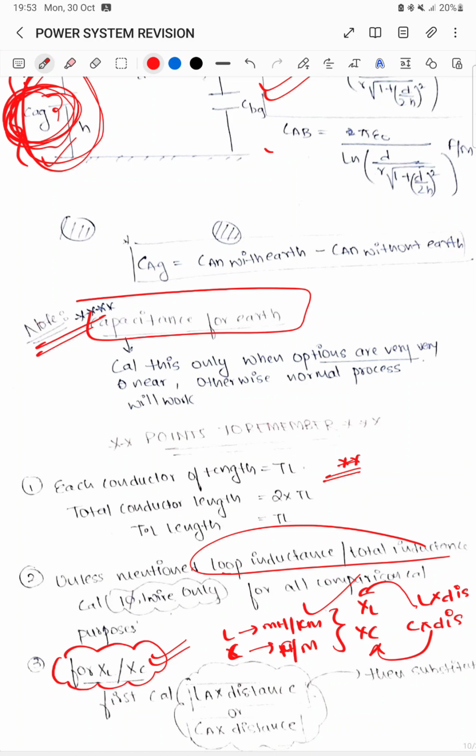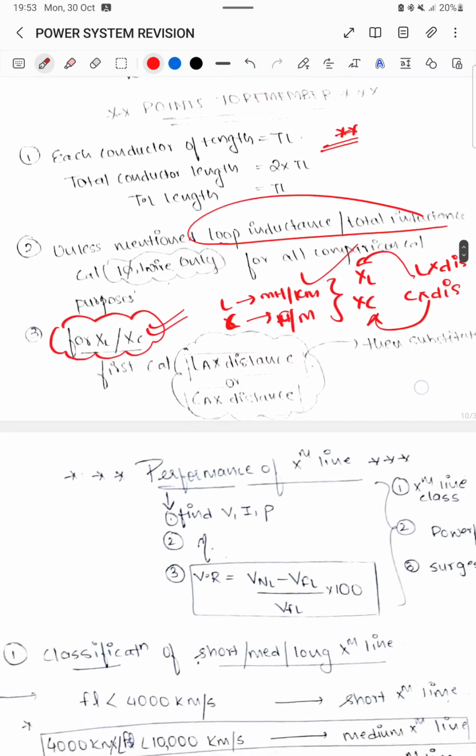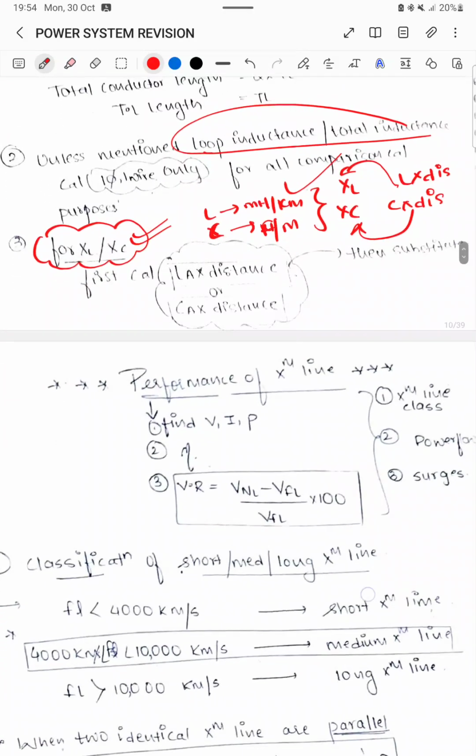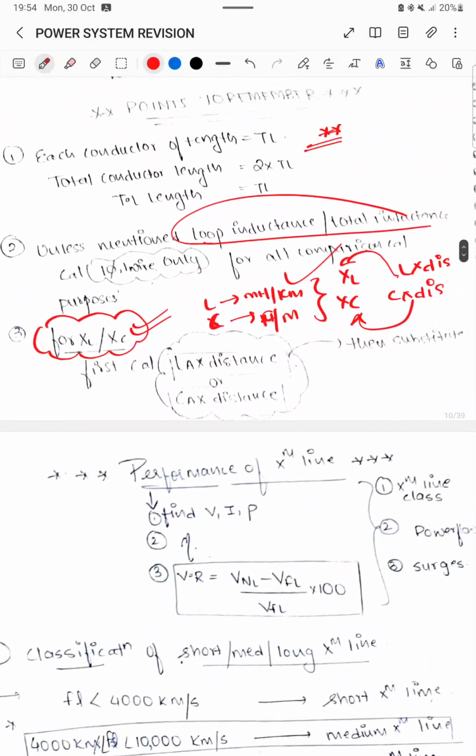Let's wrap it up. Thank you. We'll see the next chapter, performance analysis of transmission line. In that we'll see about short, medium, long. We'll see power flow surges. Fine. Okay, thank you.